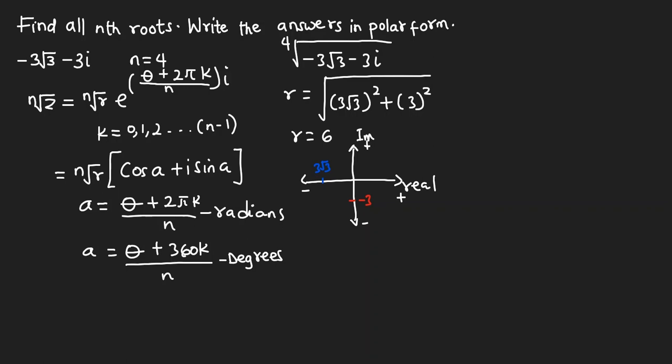Our argument will be measured from the real axis here to where the plot is. So our argument will be this whole angle. That will be our theta. So that's what you want to find. For theta, that will be equal to pi plus the tan inverse of 3 over 3 root 3. Let me explain this.